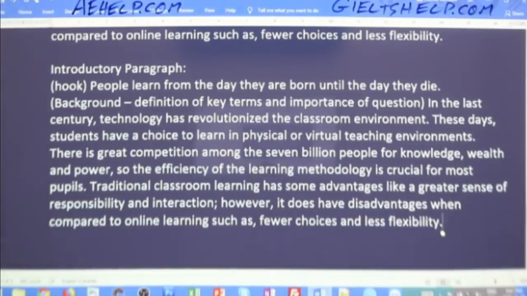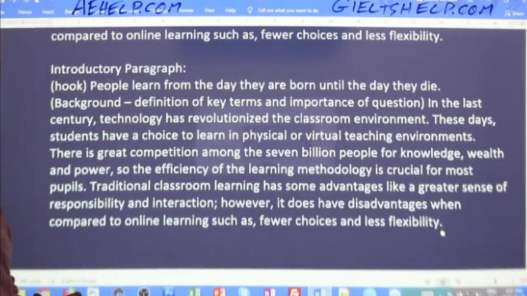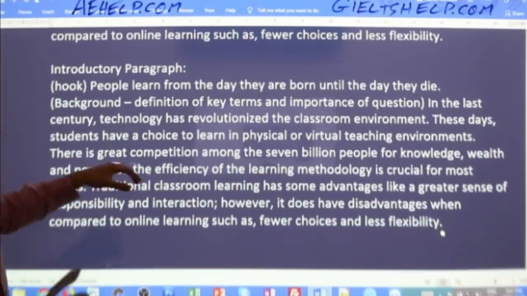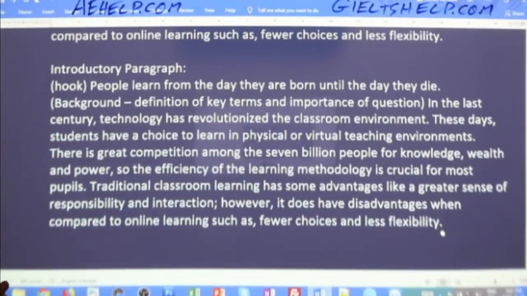And make sure we're on the right path, and then we can begin with body paragraph 1. So people learn from the day they are born until the day they die. In the last century, technology has revolutionized the classroom environment. These days, students have a choice to learn in physical or virtual teaching environments. There is great competition among the 7 billion people for knowledge, wealth, and power, so the efficiency of the learning methodology is crucial for most pupils.